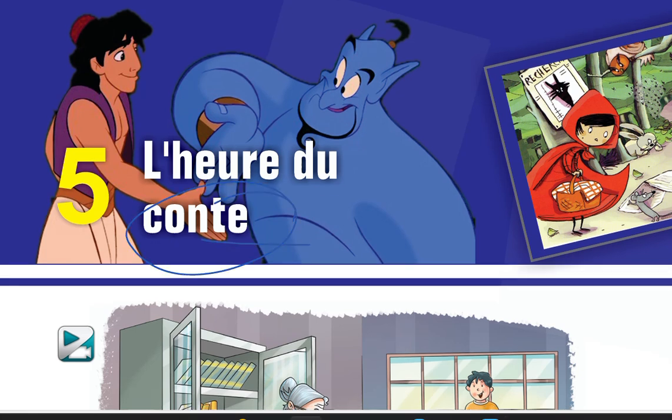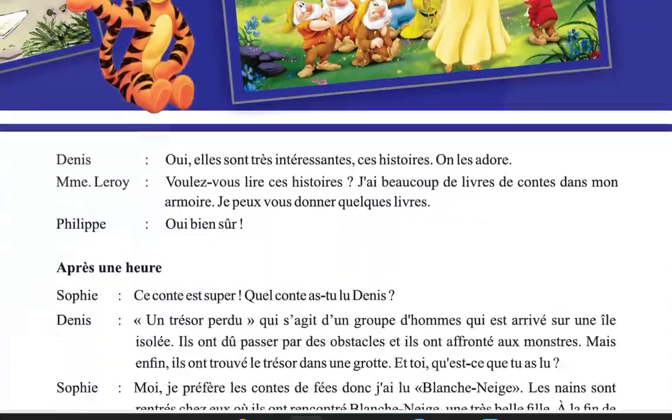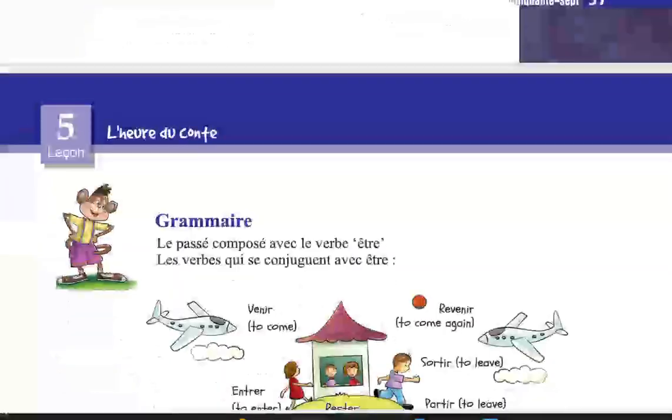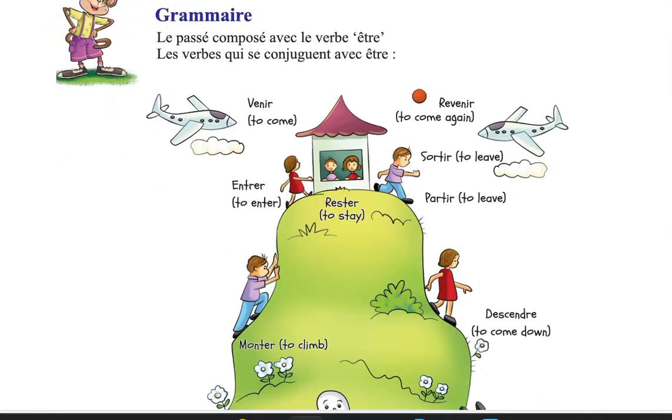So conte is like your tales, fairy tales. So the time of tales, l'heure du conte. Reading, we will do later after doing the grammar part. This is the passé composé avec le verbe être. In the fourth chapter, we have done passé composé avec le verbe avoir. Ok, le passé composé avec le verbe être.